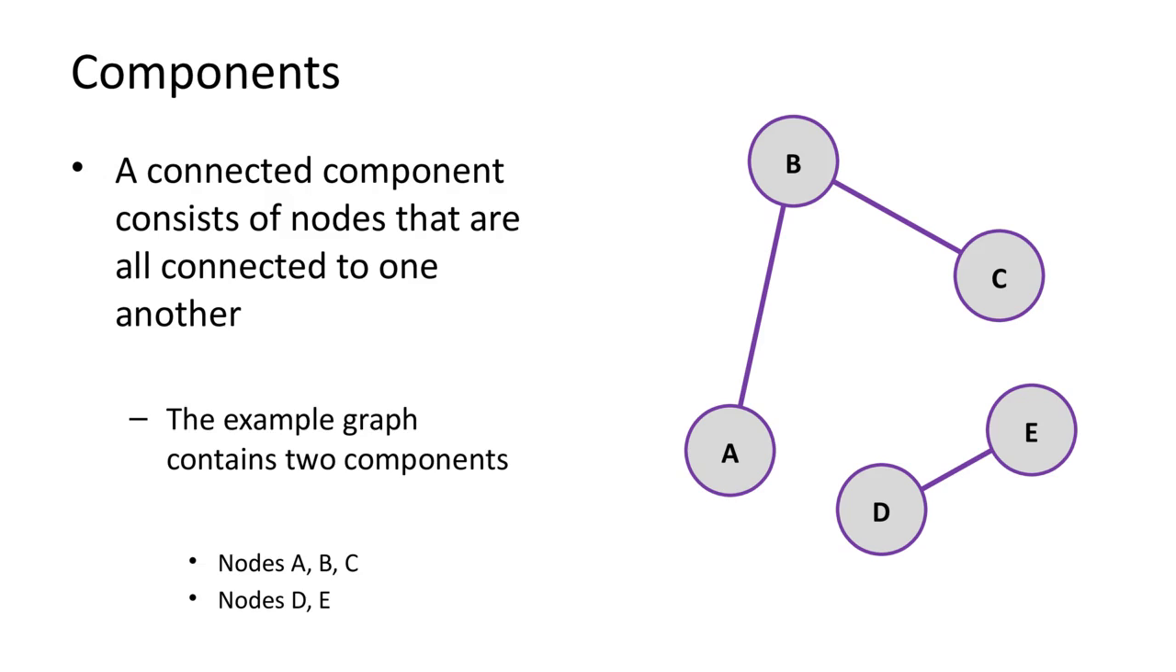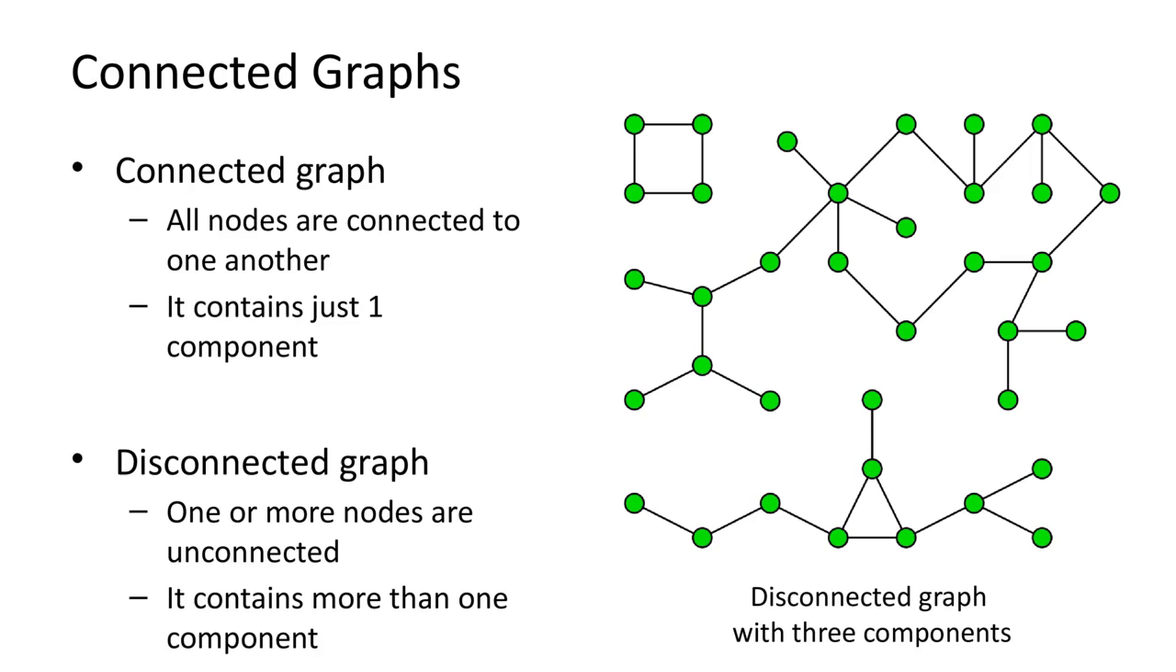A component is a set of nodes that are all connected to one another. In the example, there are two components. One has nodes A, B and C and the other has nodes D and E. If all the nodes in a graph are connected, then the graph is a connected graph. Such a graph will have just one component. If a graph contains some nodes that are not connected, then the graph is a disconnected graph. Such a graph will have more than one component. The diagrams show a disconnected graph with three components.